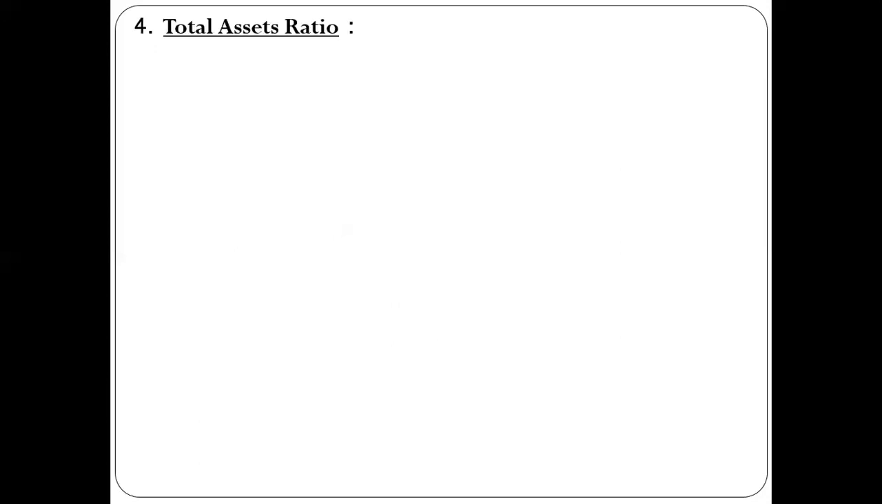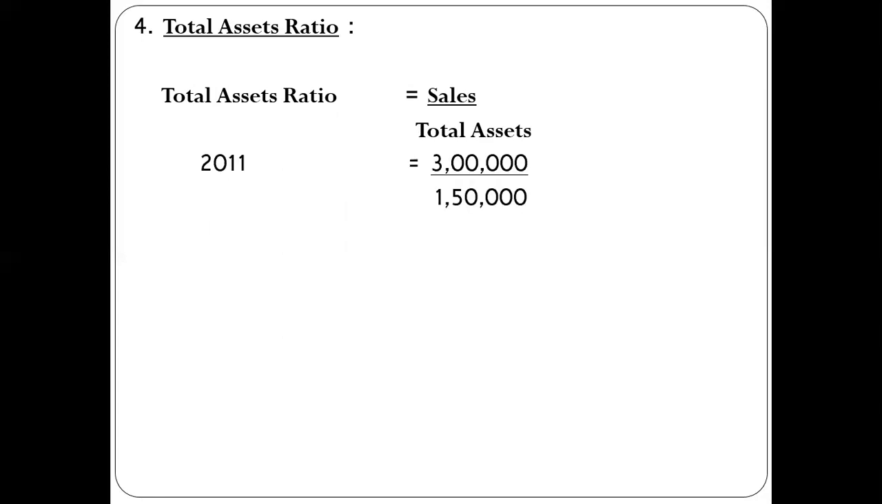Now we will find out the total assets ratio. To find out the total assets ratio, the formula is total assets ratio is equal to sales by total assets. In 2011, the sales is 3 lakh and total asset is 1,50,000. So we can easily go through that where is the total assets in the balance sheet. The total asset is 1,50,000.